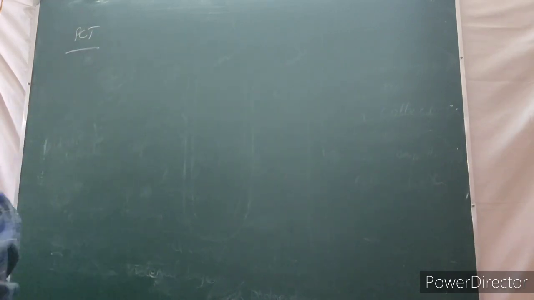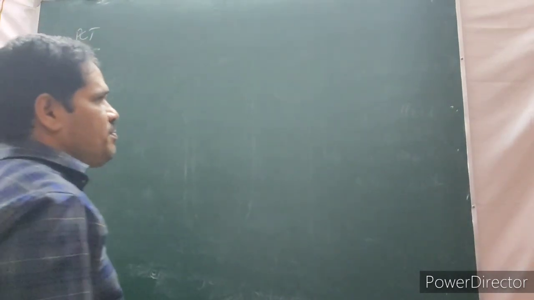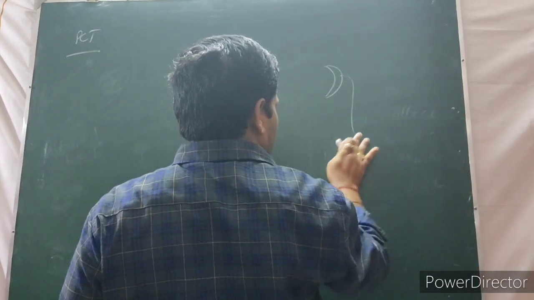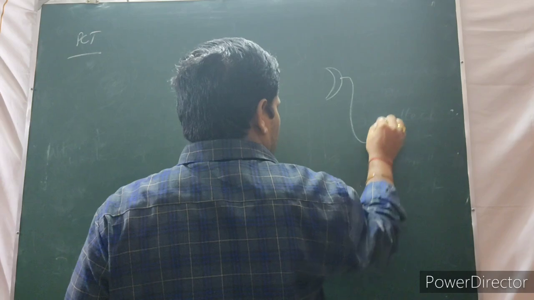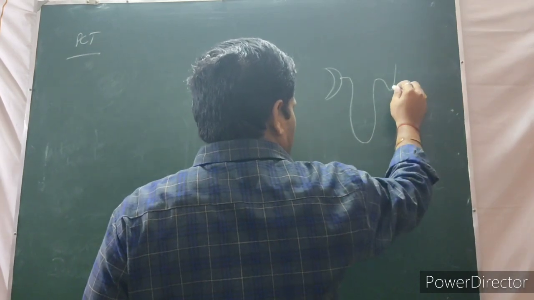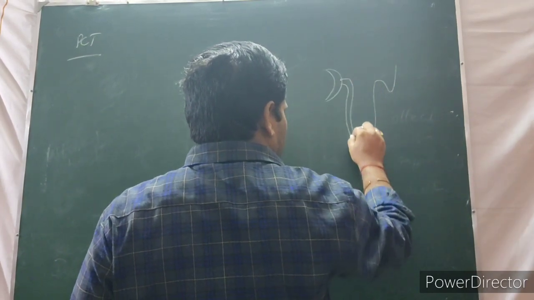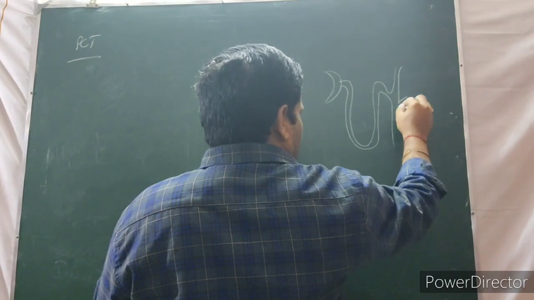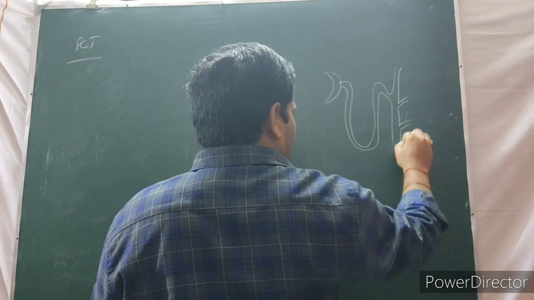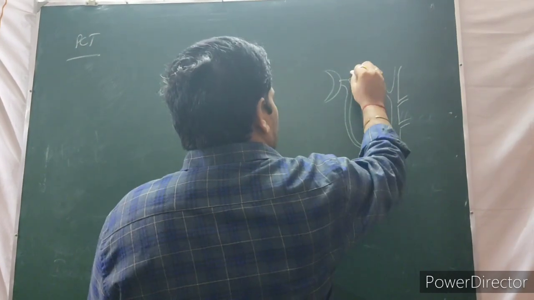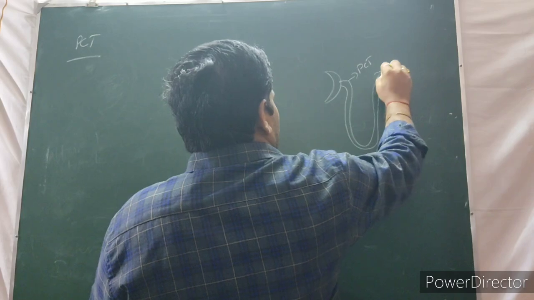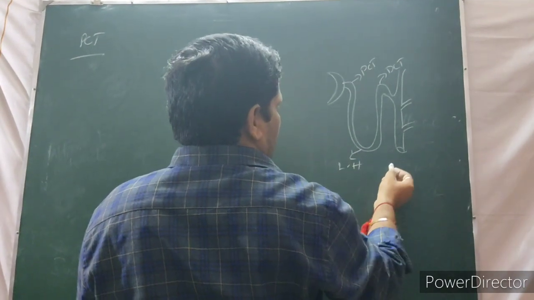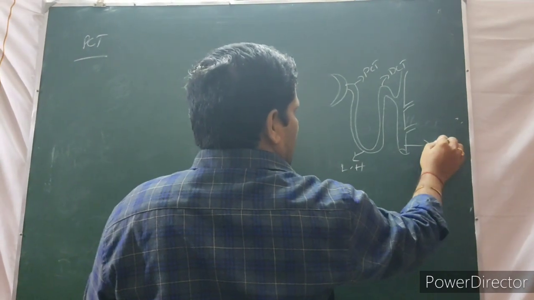PCT, nothing but the proximal convoluted tubule. It is a rough diagram. So PCT, DCT, loop of Henle, then collecting duct.